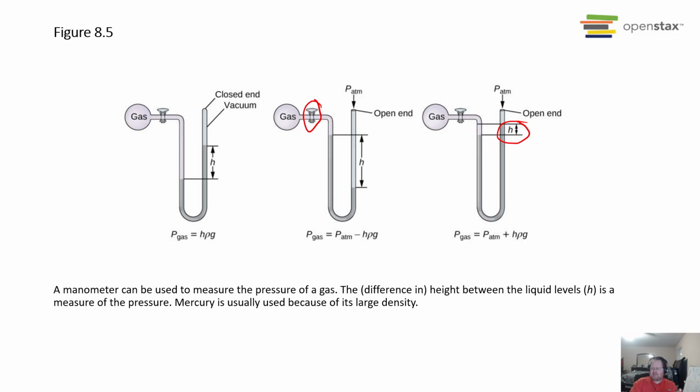Let's say the gas inside that flask is actually lower pressure. Then it's going to go the other direction. The mercury, or whatever liquid's in there, I'm just treating it like mercury for the purpose of this, is going to rise up, and now it's going to be closer to the gas side. So it would look something like this.